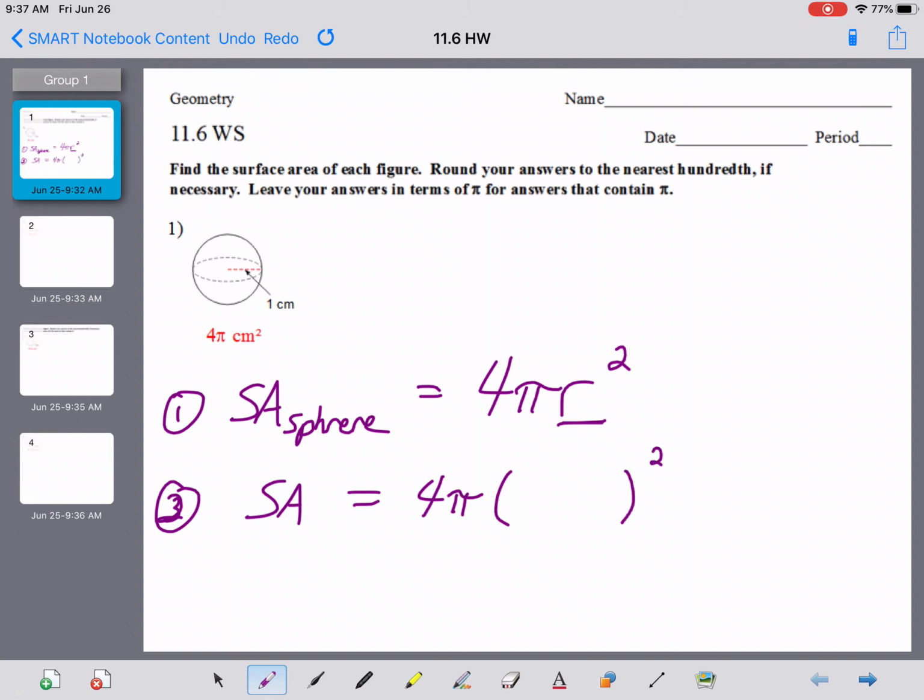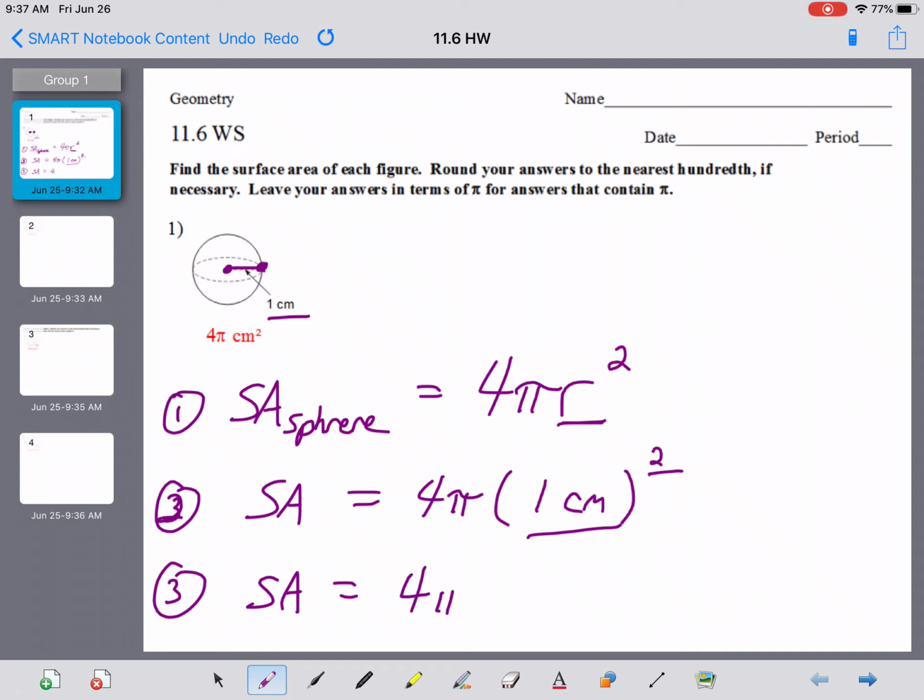Well, this one was pretty straightforward. The radius of a sphere goes from the center straight out to any point that's on the sphere, and they usually drew it that way, and here they gave us a radius of just 1 centimeter. So this is actually going to be a really quick and easy problem here. Surface area is going to be, okay, let's get order of operations right. 1 centimeter is going to get squared. Well, 1 squared is 1 times 4 is 4.